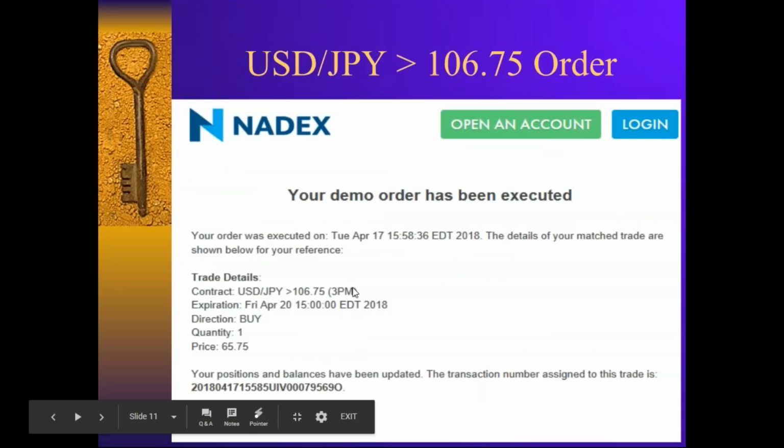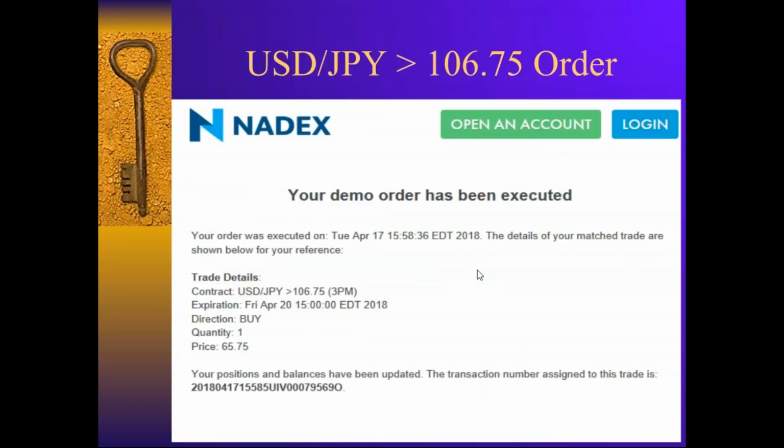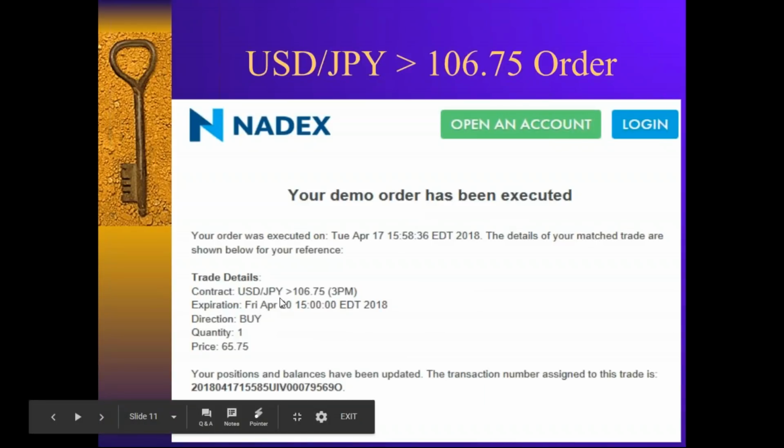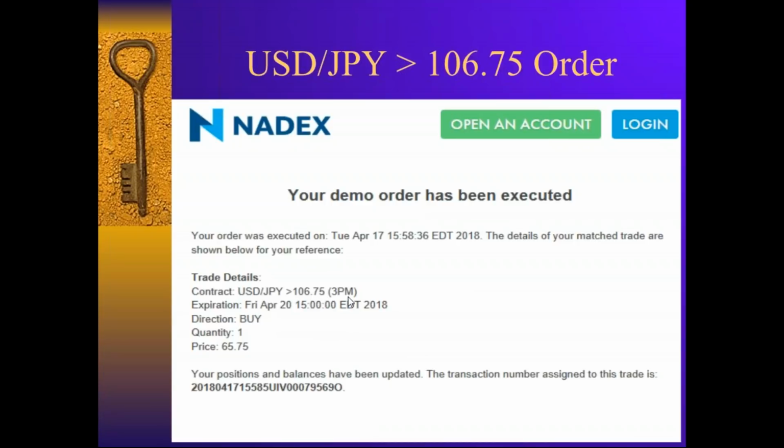So here's also, once you place a trade on the Nadex platform, you get a confirmation from the Nadex platform. This was a demo order, and it shows once again the US dollar JPY greater than 106.75, and then it says 3 p.m. So this is the expiration, showing once again April 20th, and then obviously the year because this was a current example. And then it says direction buy.